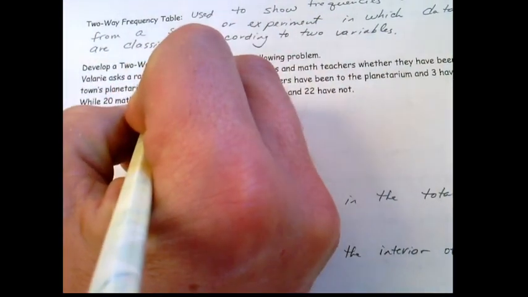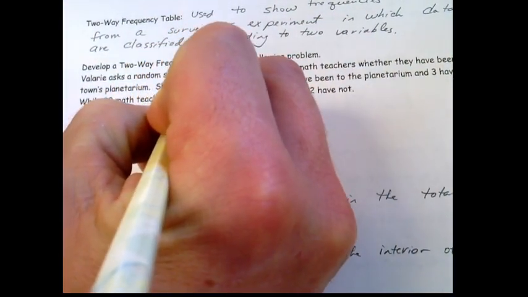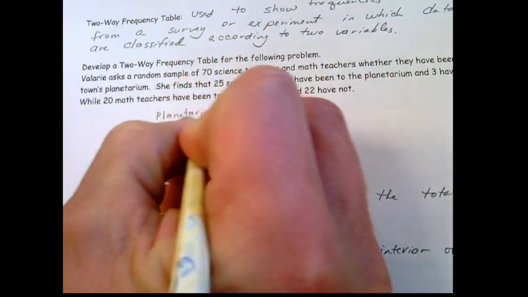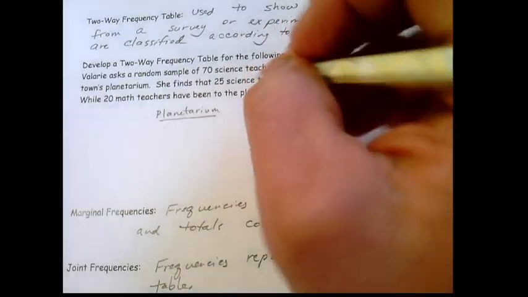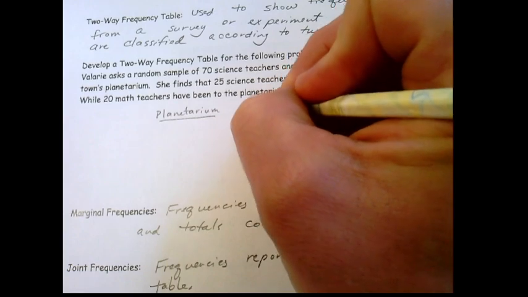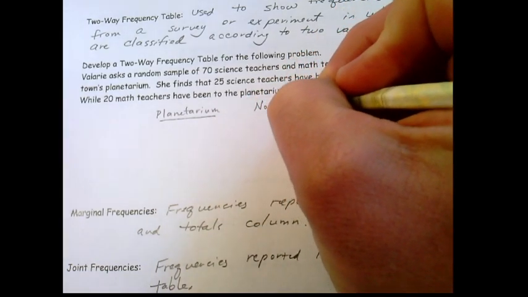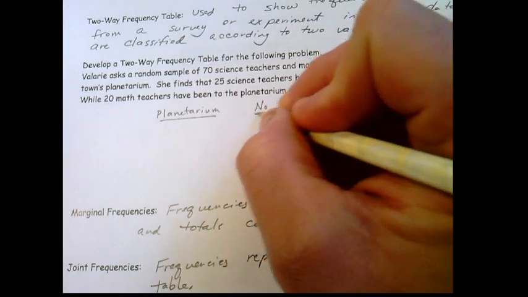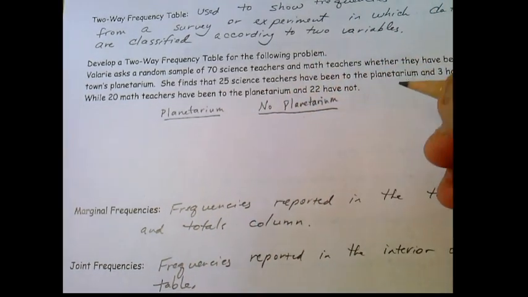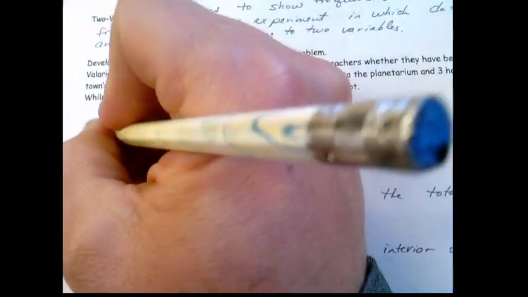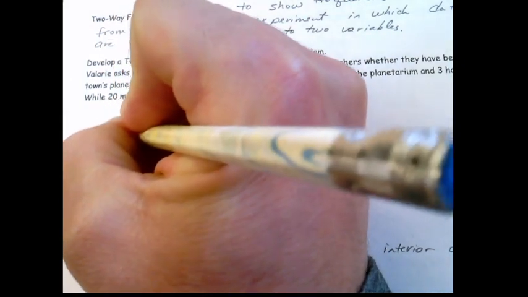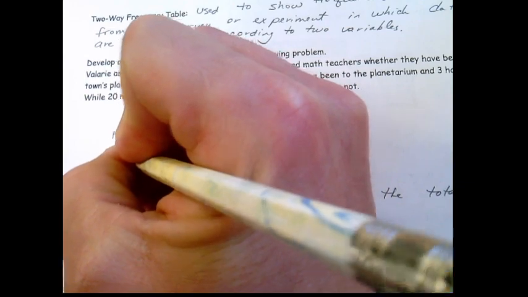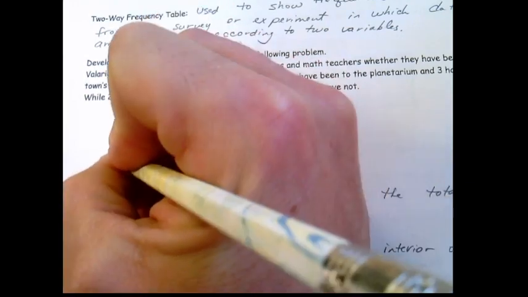So I'm going to go ahead and write this down. My categories are going to be planetarium and then no planetarium. And then you're either in this survey a math teacher, I'm going to put them first, ha ha ha, or a science teacher, or a math teacher that can't spell.